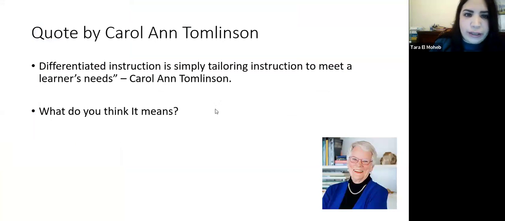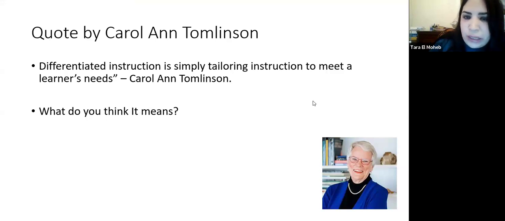Quote by Carol Ann Tomlinson. She was the first one who thought of differentiated teaching. What did she say? Differentiated teaching is simply tailoring instruction to meet learners' needs. You know that learners, all of us have needs. We don't learn the same way. But here, in this example, what she said is very true, that learners learn in different ways, but we have to all come to the same product of teaching.